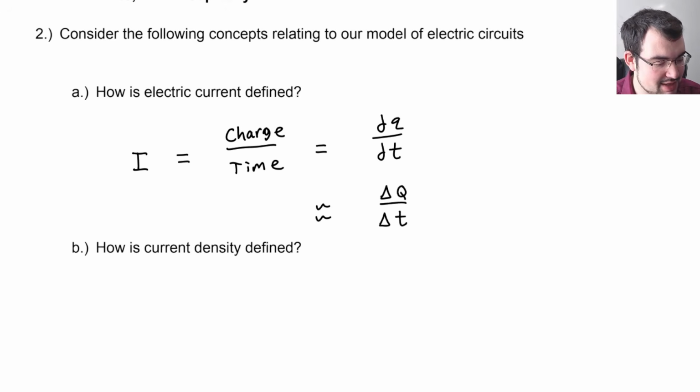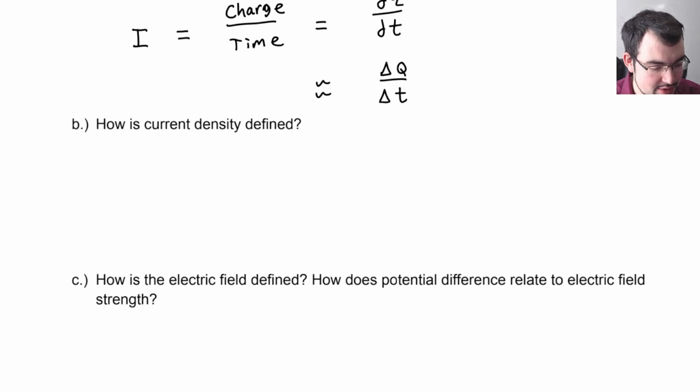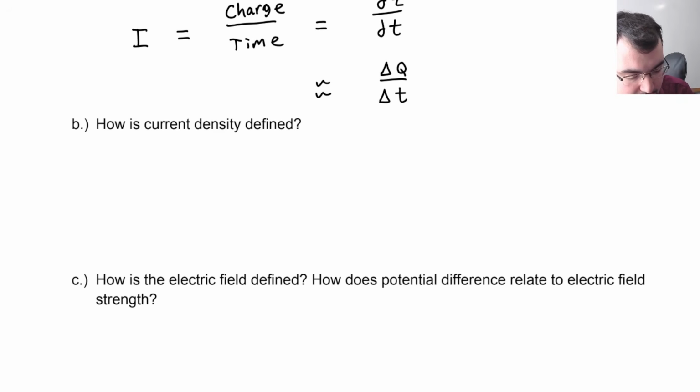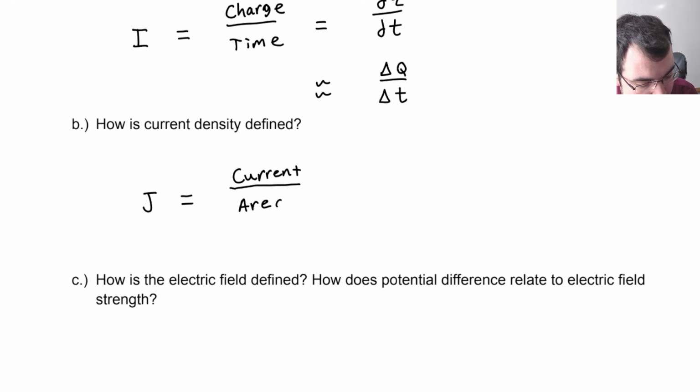So what is current density? Anytime you have a density, it means you have an object distributed over a size, and current is distributed through areas. So we define the current density J as the current within a portion of your cross-sectional area. So we define that as current divided by area.